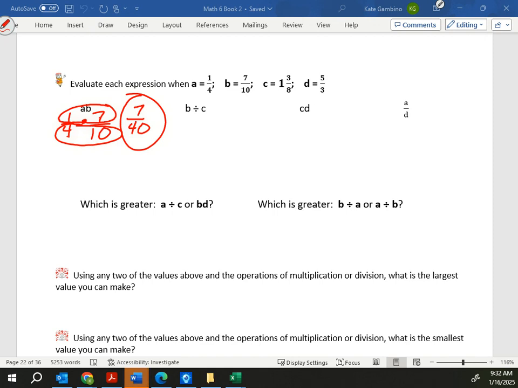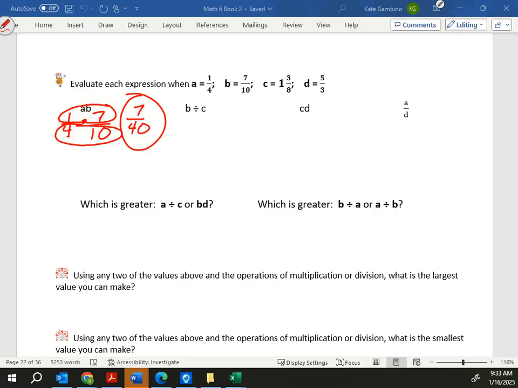Down here with the questions, which is greater, A divided by C or B times D? You have to do the math. Figure out what A divided by C is, figure out what B times D is, and see which one is the bigger answer, which one is greater. On the bottom, using any two of the values above and the operations of multiplication or division, what is the largest value you can make? So try out, if you see what the biggest value is, you can make either multiplying or dividing.